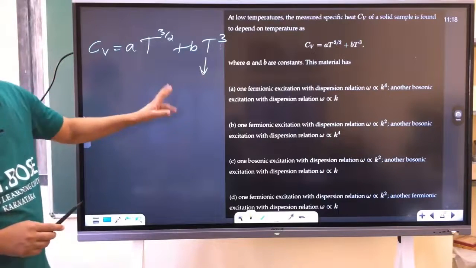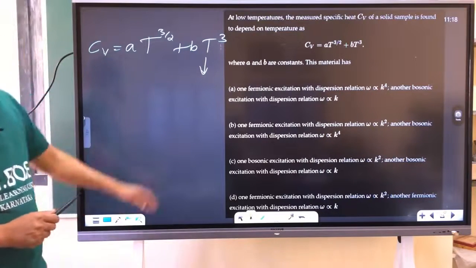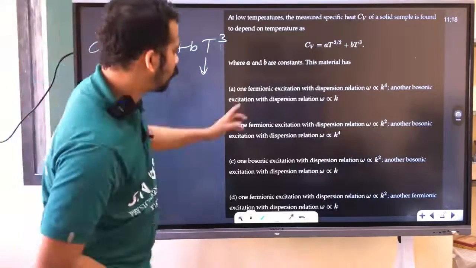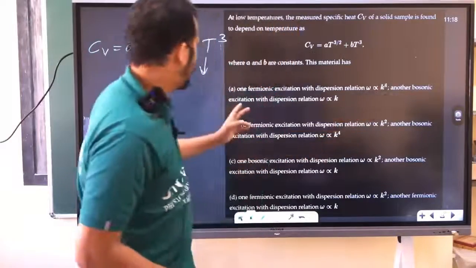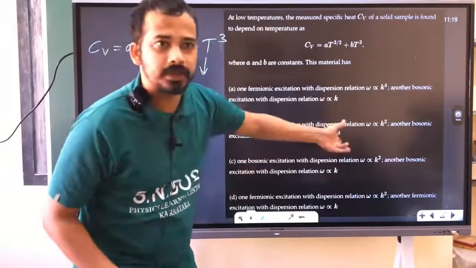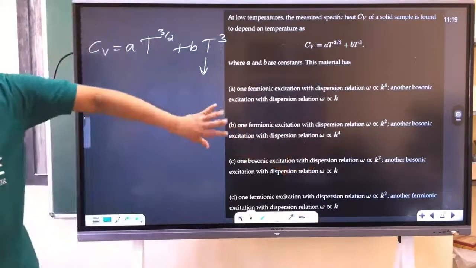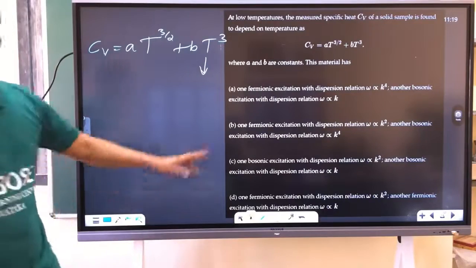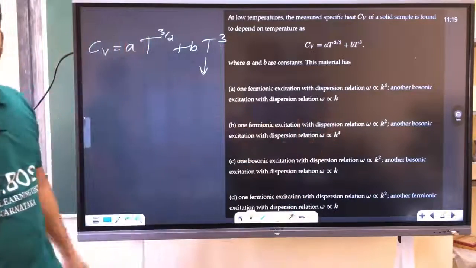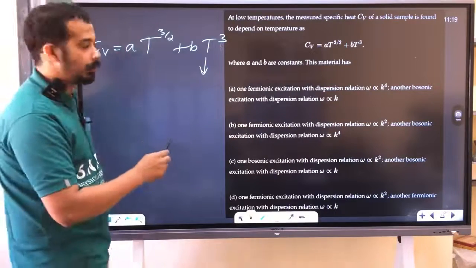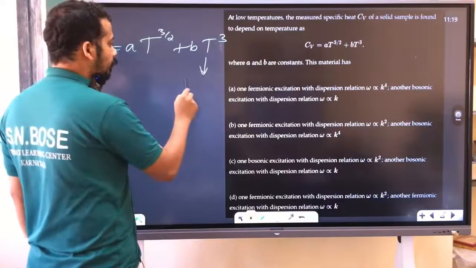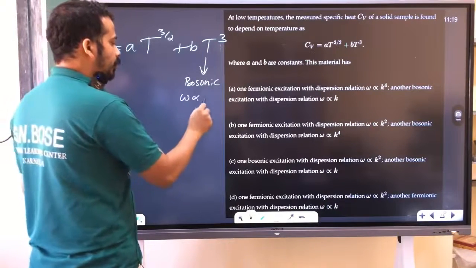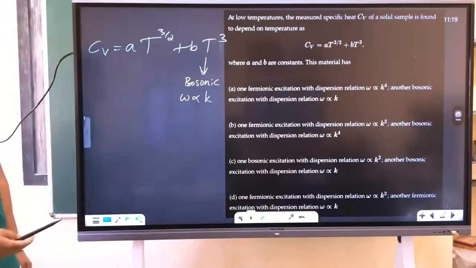Phonons, am I right? In 3D, isn't it? Phonons are bosons. Look into the options. One is a fermionic excitation with omega k, the other is a bosonic excitation. He has given the dispersion relation and whether it is bosonic or fermionic. Now you have to answer it by experience. This is bosonic, and omega is proportional to k, isn't it? In the case of the Debye cube law.